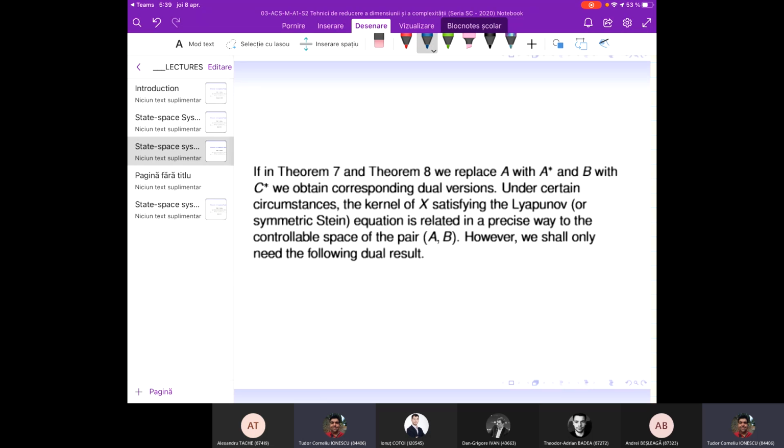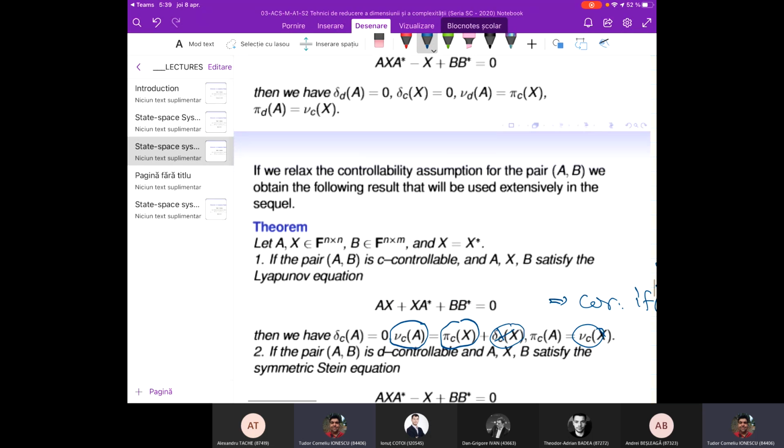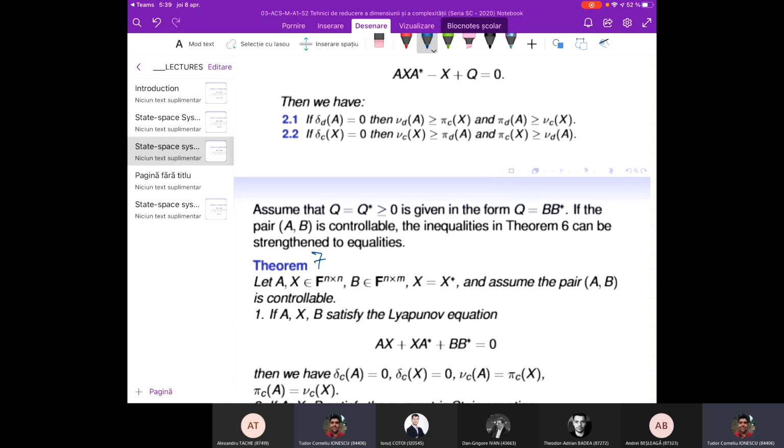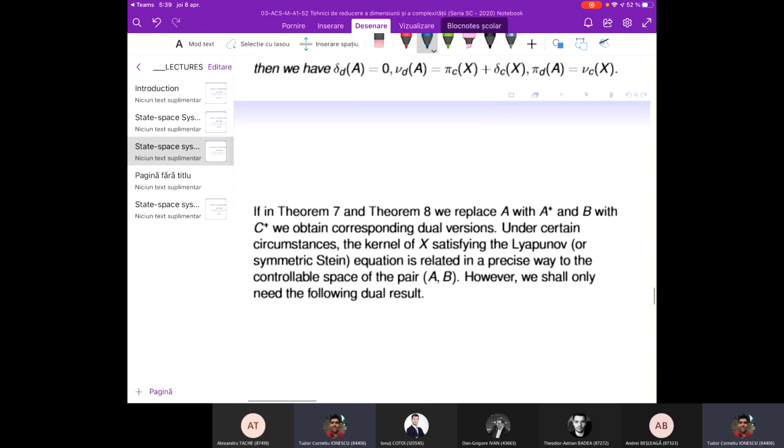Now, if you replace in theorem 7 or 8 A with A star and B with C star, we get the corresponding dual versions with the observability Gramian. So it says here that the kernel of X satisfying the Lyapunov equation is related to the controllable space of the pair A, B.